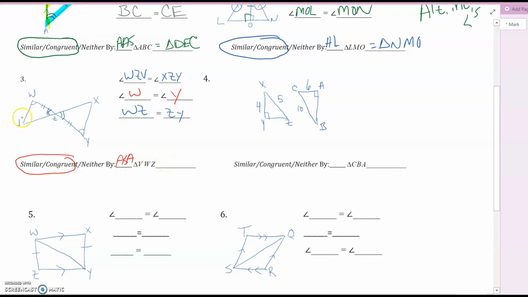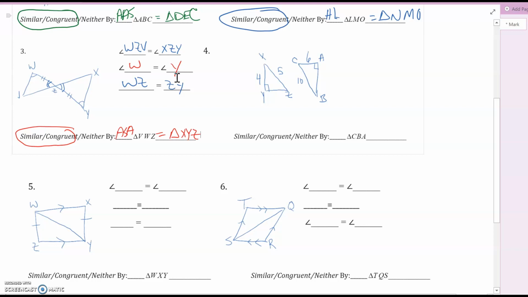VWZ is congruent to XYZ. The difference here is that this is talking about the triangle. These up here are just talking about the angles. Okay. Number 4, go ahead and hit pause and try that one.